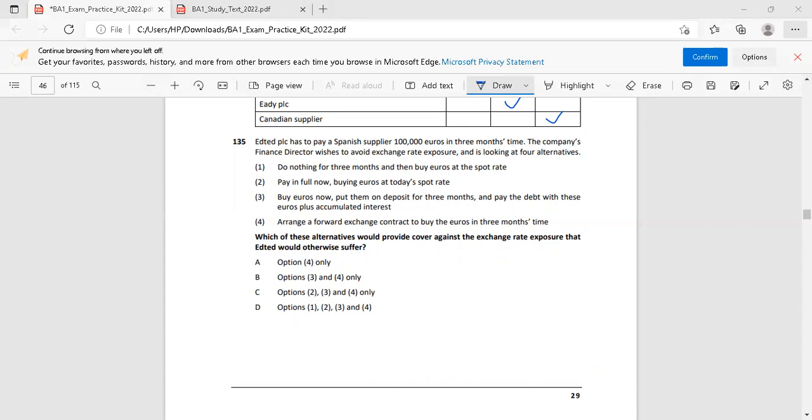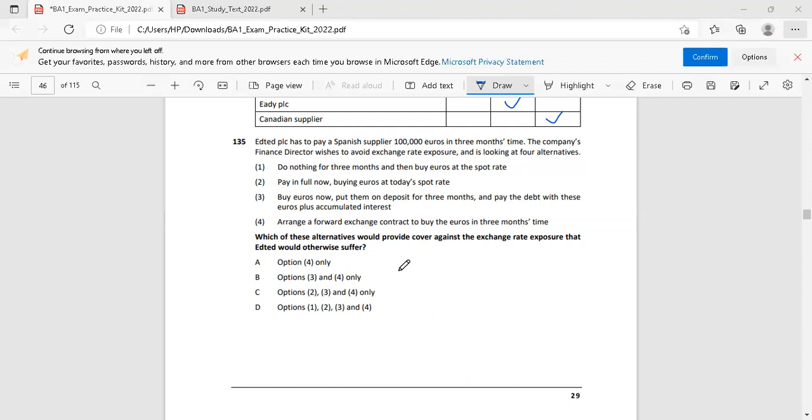To do nothing is meaningless. Do nothing for 3 months and then buy euros at the spot rate. What would the rate be after 3 months? Nobody knows, so there still would be exposure to risk. The finance director wishes to avoid exchange rate exposure. So do nothing and on that day take action? We do not know what the fluctuation in the rate will be after 3 months. So that still will put the company at risk. So option one cannot be chosen.